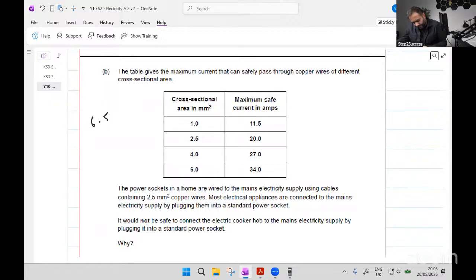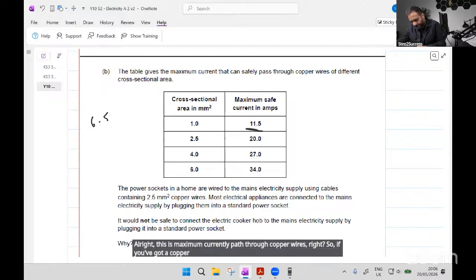Right, this is the maximum current that can safely pass through copper wires. If you've got a copper wire with this area, then the maximum current is that. As it gets wider, you can get more current through it. The power sockets in a home are wired using cable containing 2.5, so these ones. Most electrical appliances are connected to the mains electricity supply.